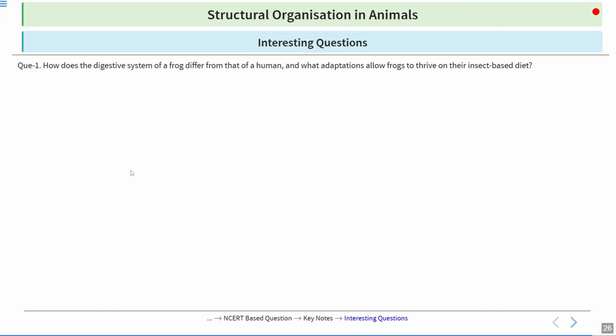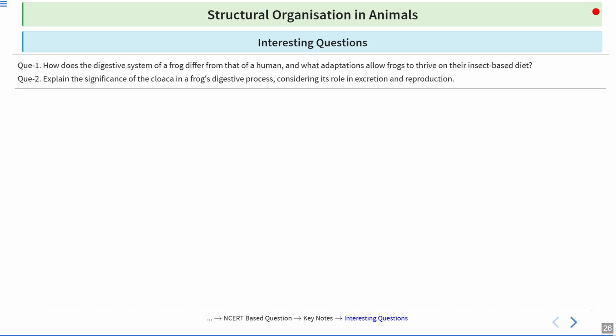So there are some interesting questions that you are going to solve. How does the digestive system of a frog differ from that of the human, and what adaptations allow frogs to thrive on their insect-based diet? Second, explain the significance of the cloaca in the frog's digestive process, considering its role in excretion and reproduction. So this is all about today's session, but we will have our DPP.